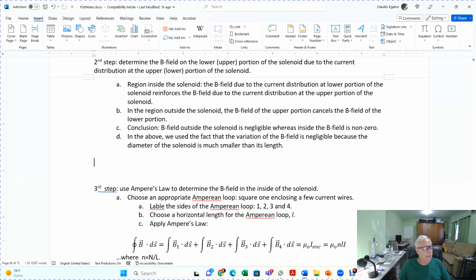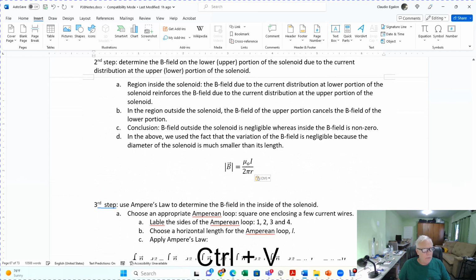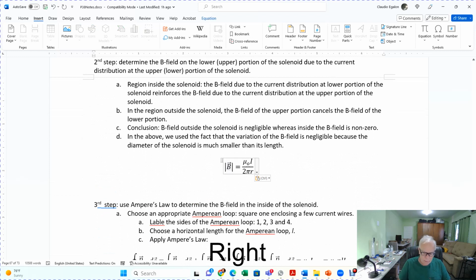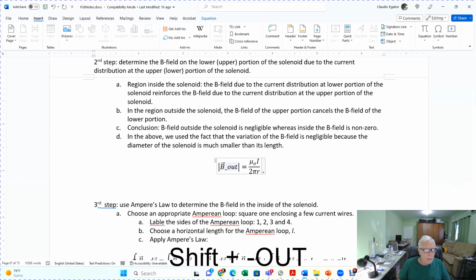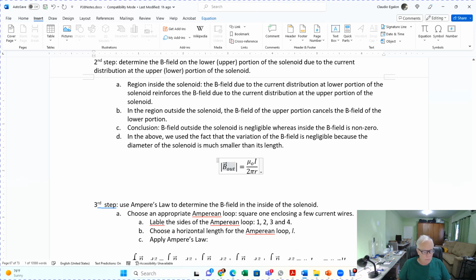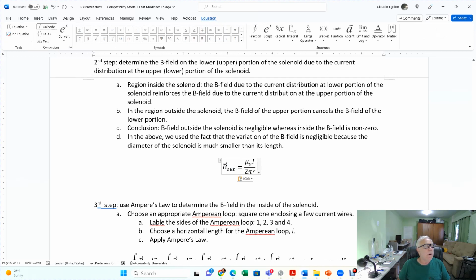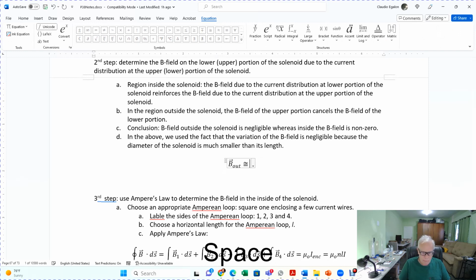B outside is going to be approximately 0.